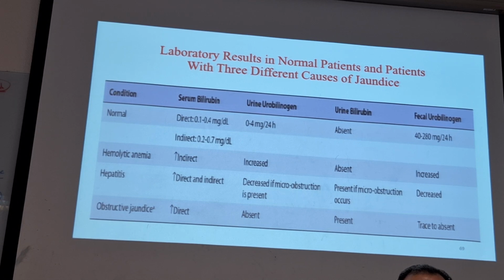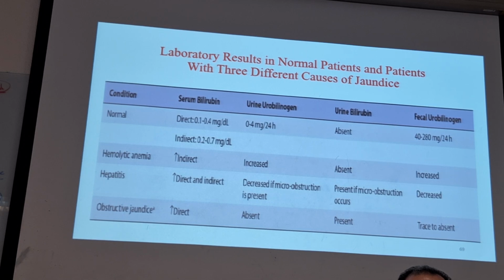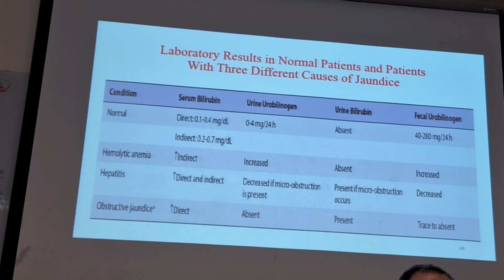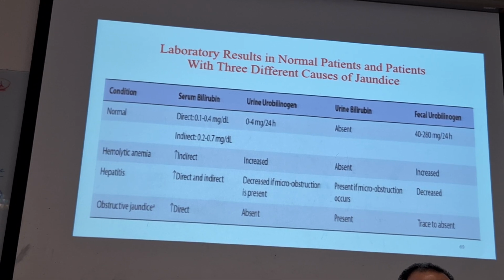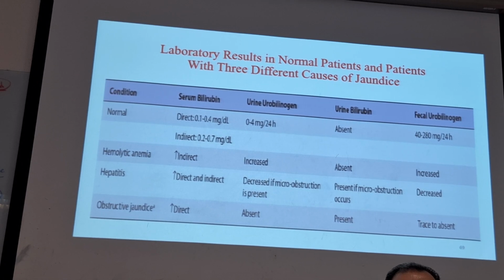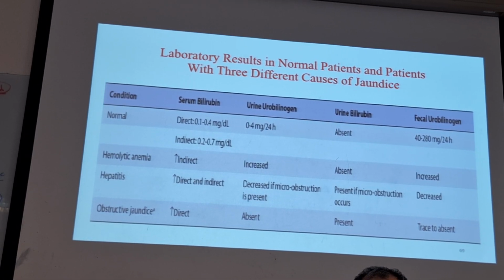In hepatitis, both direct and indirect are increased. Urine urobilinogen is decreased, urine bilirubin is somewhat present, and fecal urobilinogen is decreased. In obstructive jaundice, direct is increased. Urine urobilinogen is absent, urine bilirubin is present, and fecal urobilinogen is trace or absent.